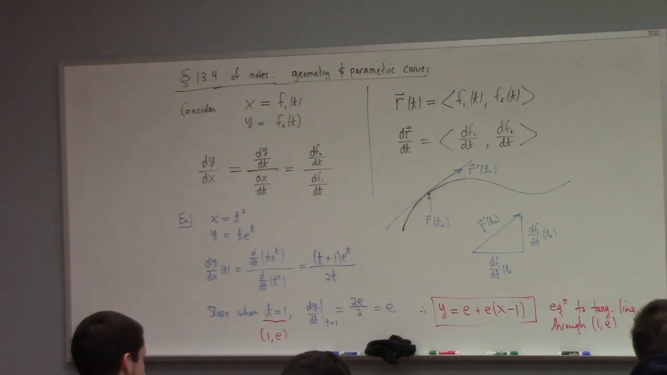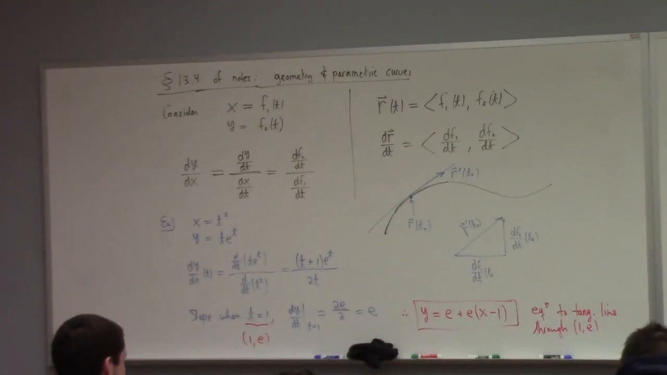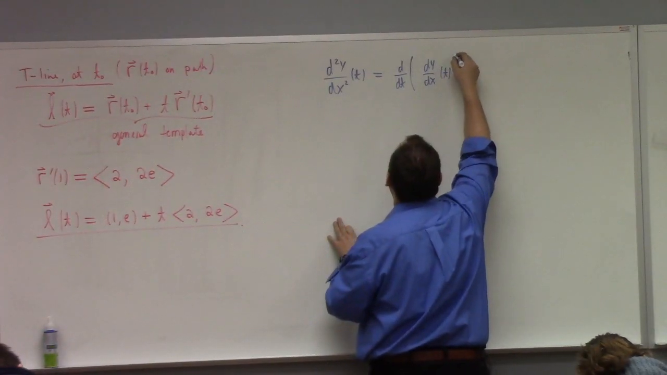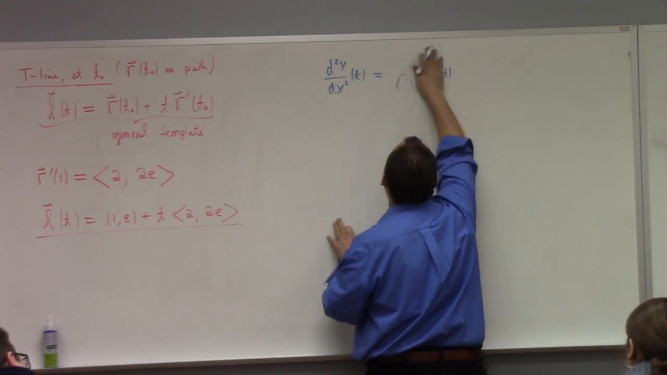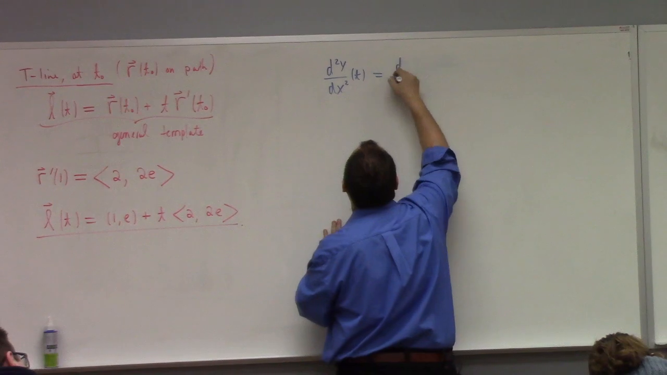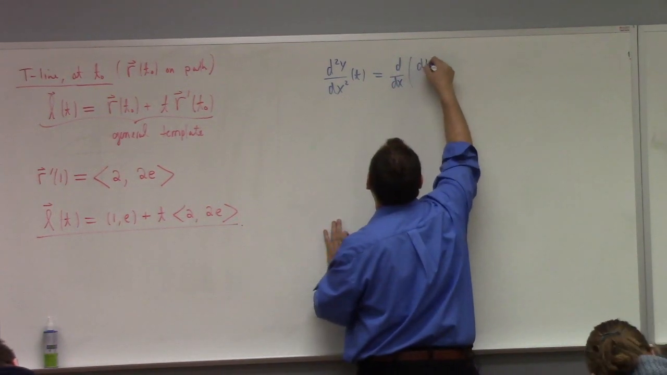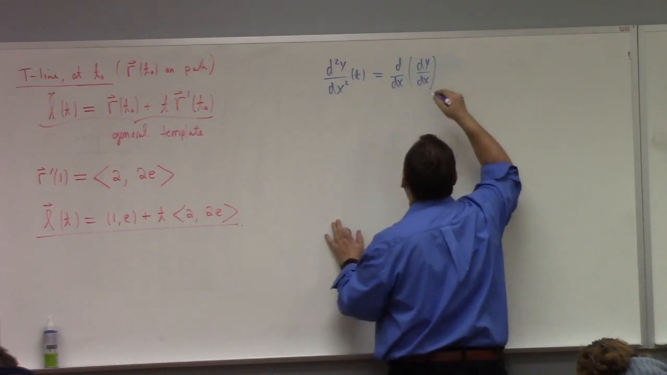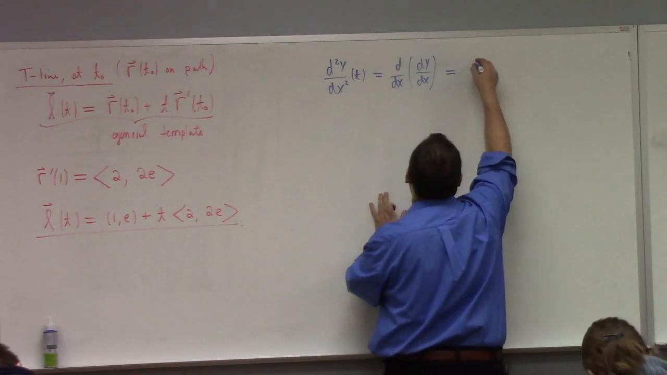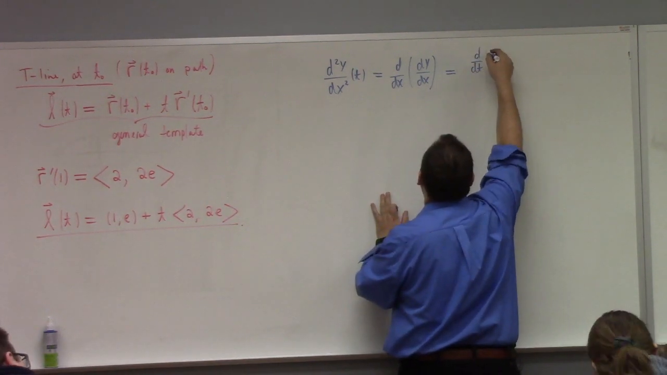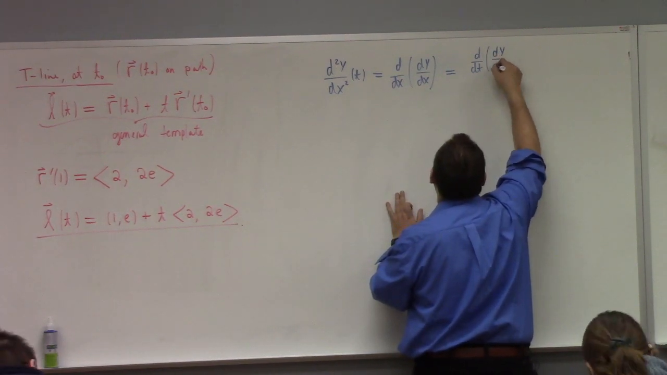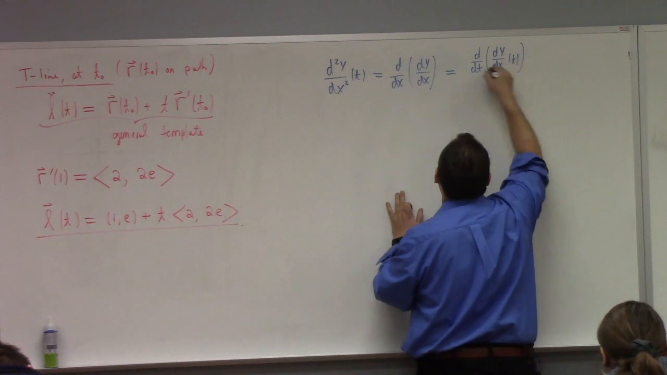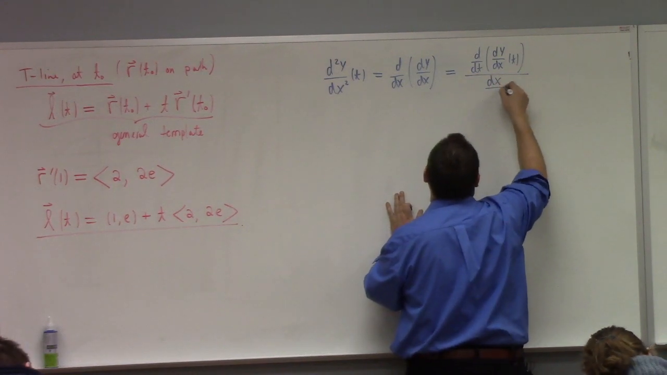This is actually d dt of dy dx of t. Well, excuse me, that's not right either. Good grief. This is d dx of dy dx, right? So we have to look at that as d dt of dy dx of t divided by dx dt.